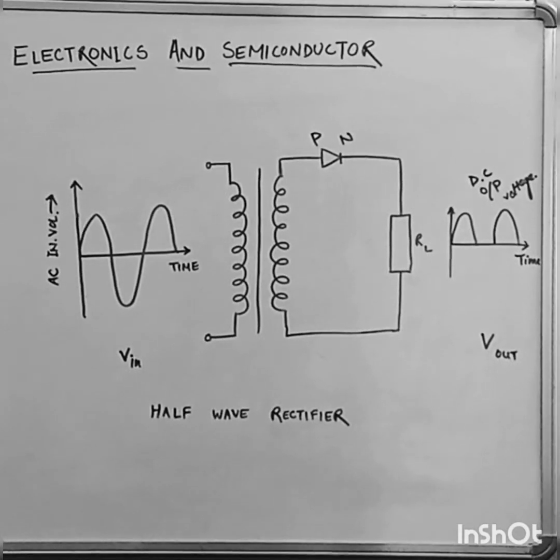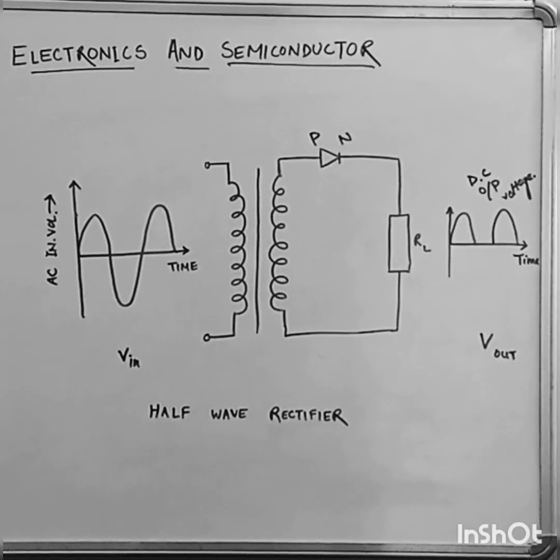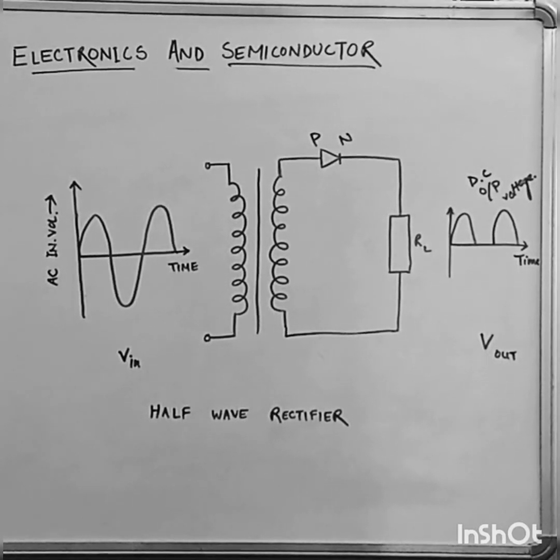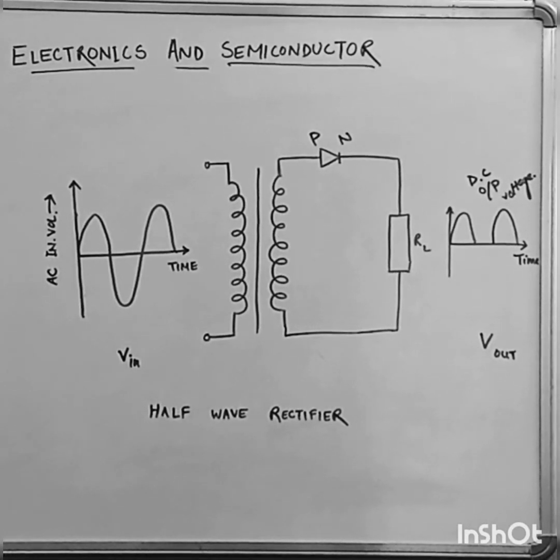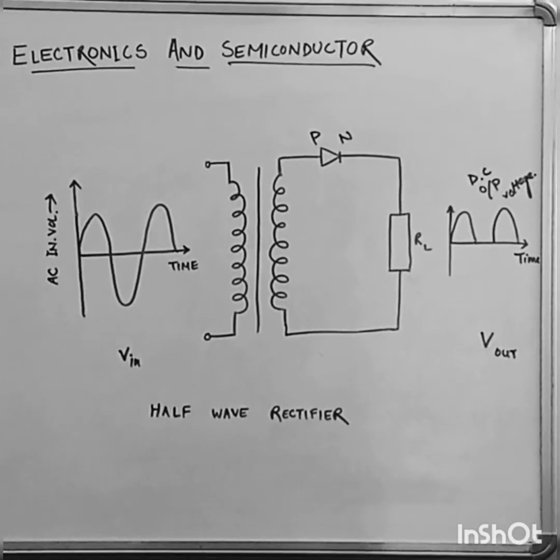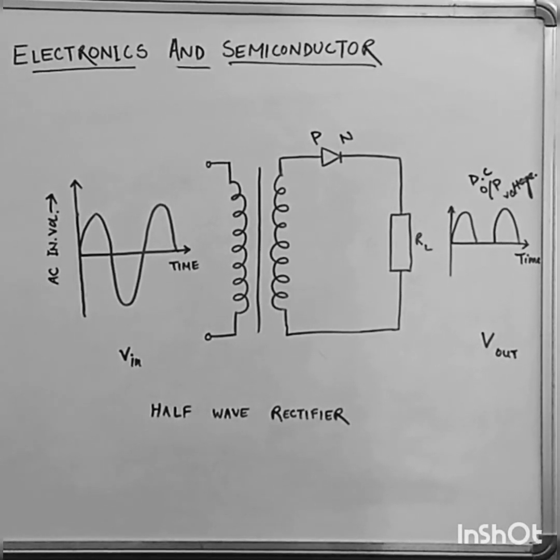Diodes can be used as a rectifier and also as an amplifier. In case of rectification, diodes can be used as a half-wave rectifier and also as a full-wave rectifier. So rectification is the process of conversion of alternating voltage or current into direct voltage or current. In simple terms, rectification is the process of converting AC into DC.